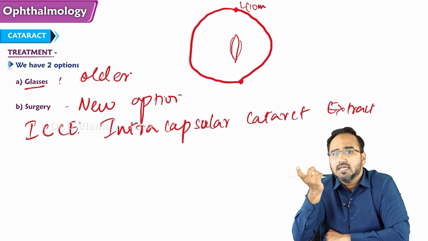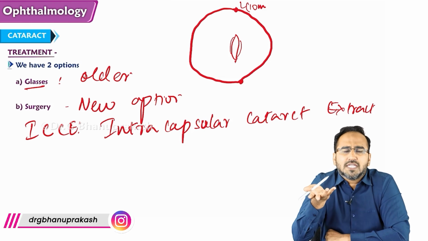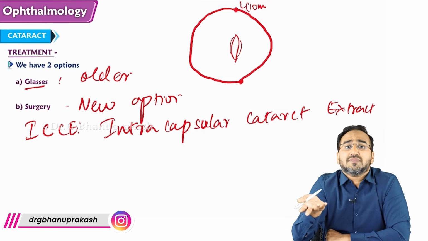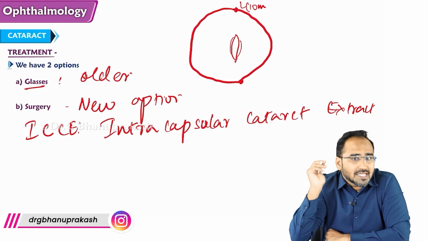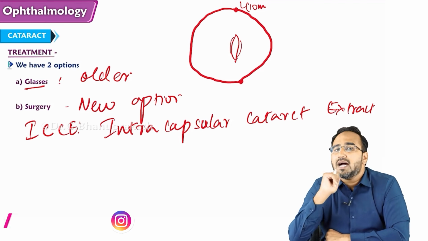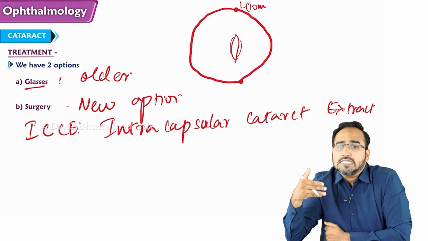What complication? Patient was without lens. After the surgery, patient becomes aphakic. He's not having cataract, but as well as what? He's also not having lens. So are we using this ICCE? No, sir. Nowadays, we are going for what? ECCE. What is ECCE?